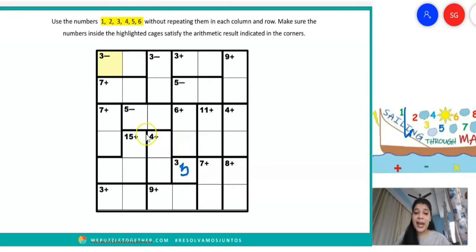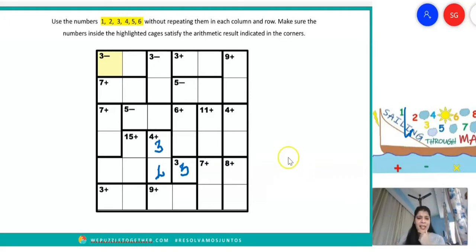Now let's see the adjacent cage near 3. What are the two numbers which when added give their summation as 4? The only two numbers between 1 to 6 which when added give their summation as 4 are 1 and 3. So can I say that in this block number 1 is going to come and in this block number 3 is going to come? Why? I cannot place 3 in this block because I have already placed 3 in the fifth row. So the number which is going to come here is going to be equal to 1 and the number which is going to come here is going to be equal to 3.